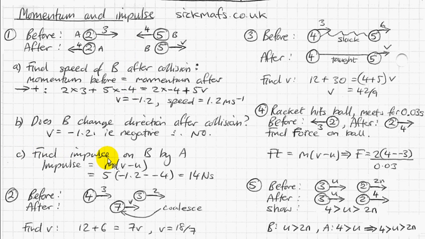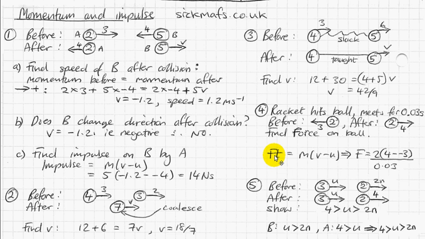Part C, find the impulse on B by A. Basically we're looking at object B because it says on B, so we're looking at the impulse on B, so that's the thing we care about. And what is impulse? Impulse is equal to the change in momentum.